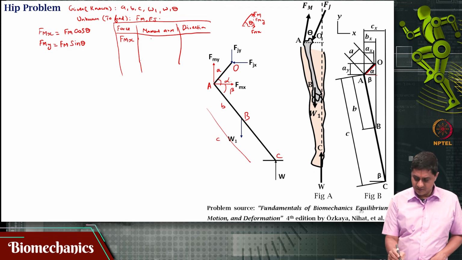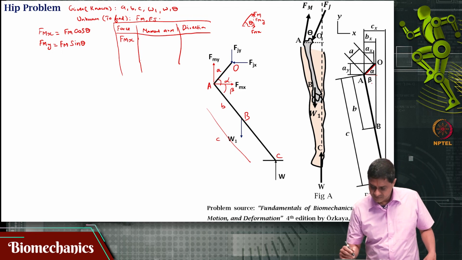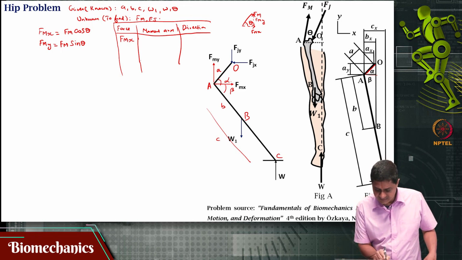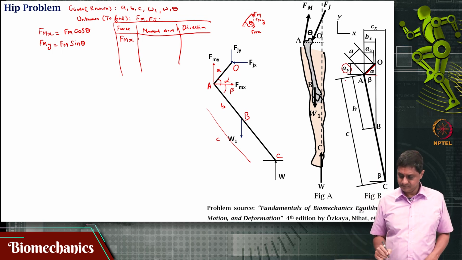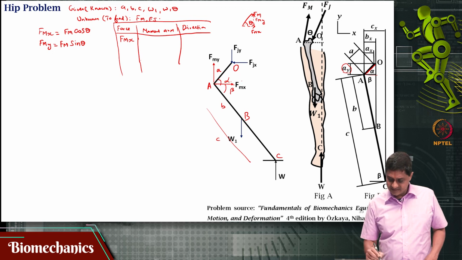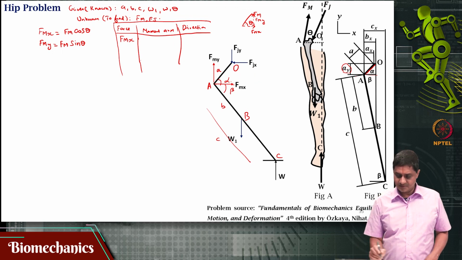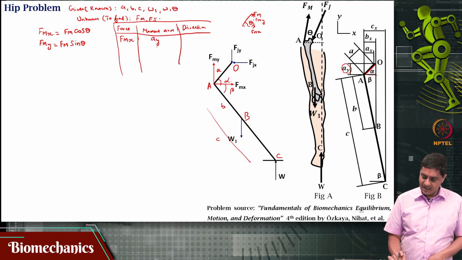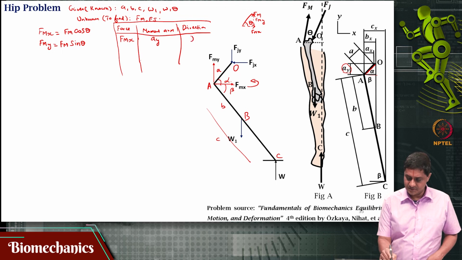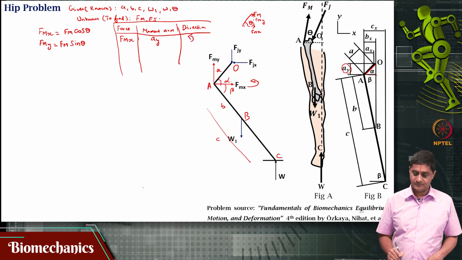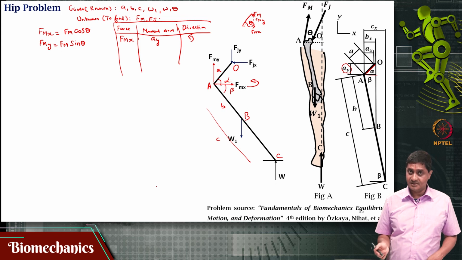Fmx, the corresponding moment arm is, you see Fmx is acting in this direction, is it not? That corresponding moment arm is Ay, that is that distance Ay. And that will be causing a counterclockwise moment, is it not? Counterclockwise, because this is important to determine the sign of this.